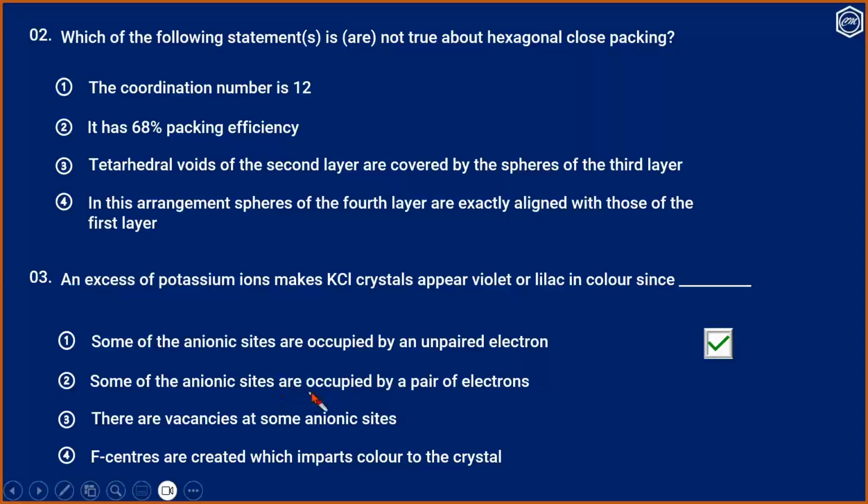Some of the anionic sites are occupied by a pair of electrons. Only unpaired electrons occupy anionic sites, so that is wrong. There are vacancies at some anionic sites. These anionic sites are occupied by unpaired electrons, so they may not be vacant. F centers are created which impart color to the crystal. That also is correct. So options 1 and 4 are correct.